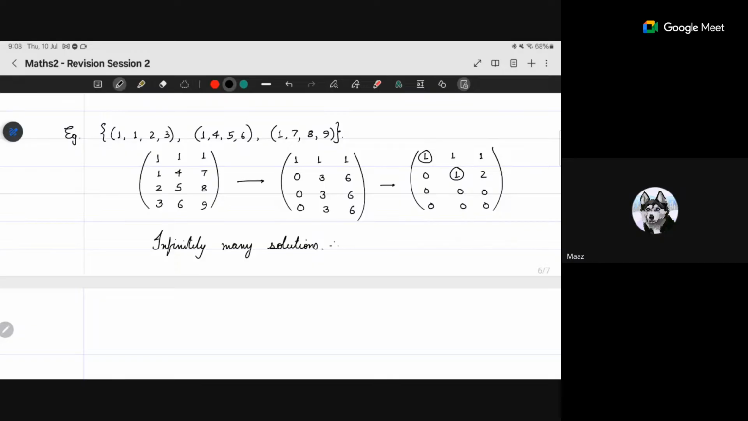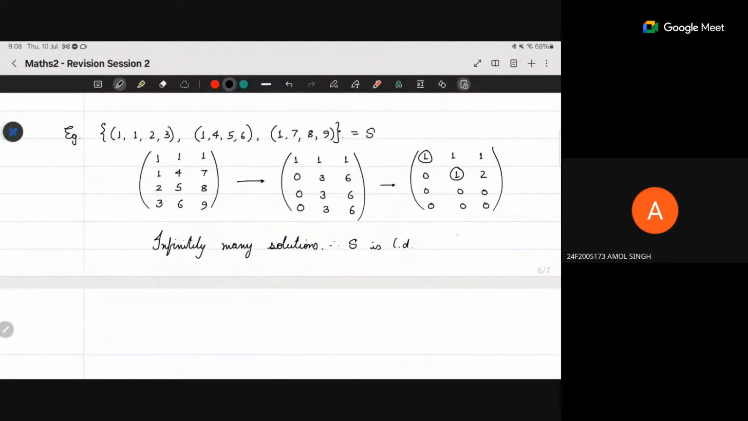Therefore, I'll call this set S. This is linearly dependent. If I have a unique solution, then it is linearly independent. Sir, it is infinitely many because it has a pivot of 2 points. There is one independent variable, right? The independent variable could take any value.